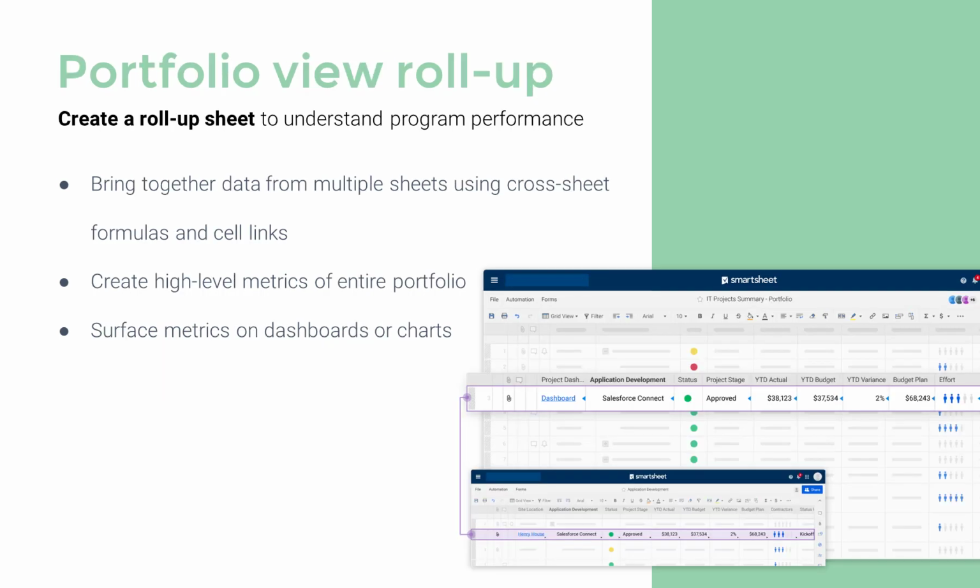Another way to work across multiple sheets is to create a portfolio view, also known as a roll-up, a metric sheet, or a master sheet. It really goes by a lot of different names. The idea here is you're actually connecting a lot of data from your various sheets into one master, so you can then apply additional formulas and really understand how your work is being managed at a high level.